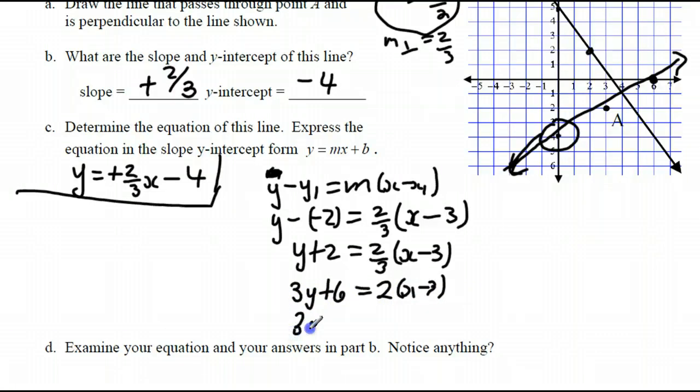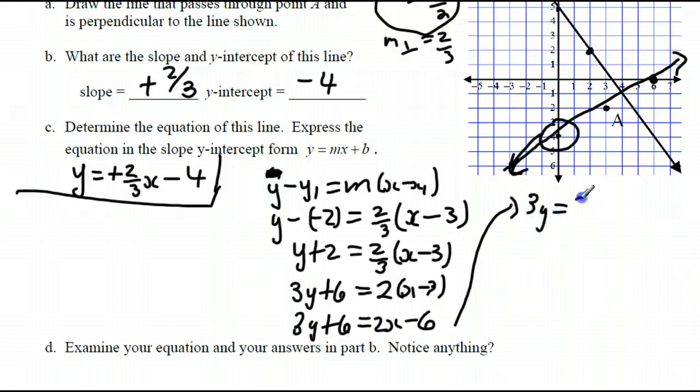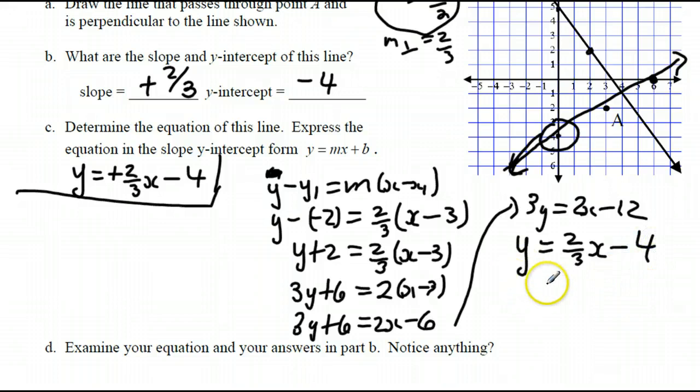Let's go 3y plus 6 equals 2x minus 6. 3y is equal to 2x minus 12. Okay, now if we want a general form, we just go 2x minus 3y minus 12 equals 0. We want slope-intercept. Divide through by 3, and we get 2/3 x minus 4. So there is the determining of using the slope and using the point on the line, which I didn't draw the line very well, but there's the equation. And what do we notice? That it's related to the slope and the y-intercept there.